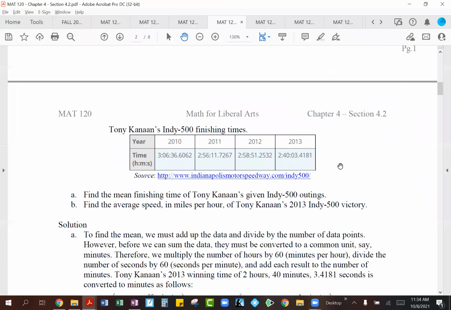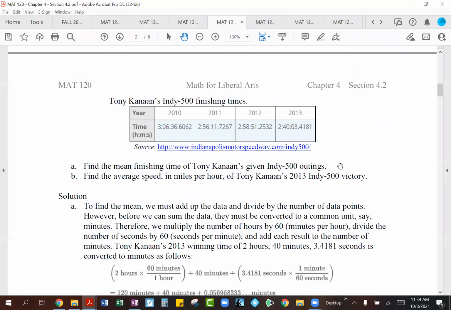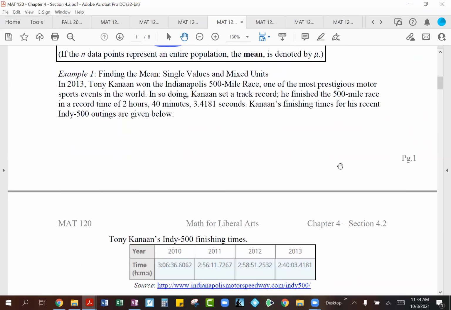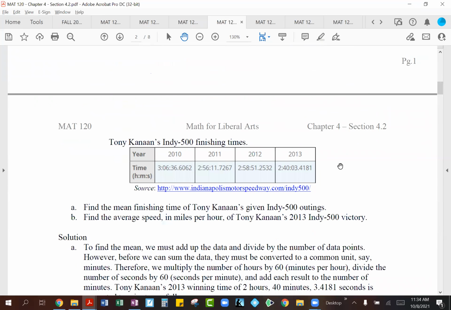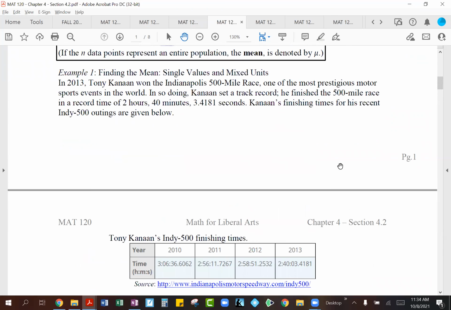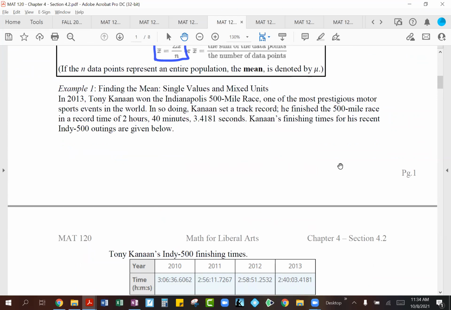And again, you've got a couple different examples in here to help you out with that. One thing I want to mention about this example, because I think you have a homework problem that's similar to this one. So this might be a good example to come back and look at when you work through homework. This one is asking you to find the mean finishing time of Tony Kanaan's Indy 500 outings. And then the second example is what's his average speed. So here you can see they're telling us he won the 2013 Indy 500 race. He set a track record.